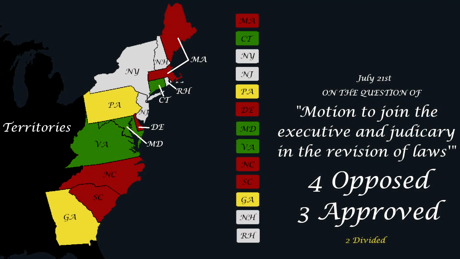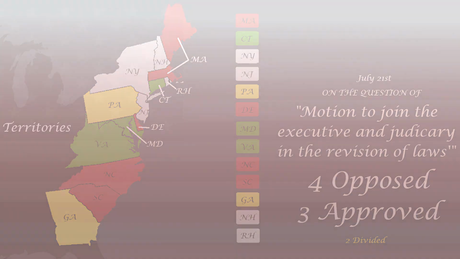That motion would fail 4-3-2, with New Jersey not voting and Pennsylvania and Georgia both divided. The last votes on the judiciary before the infamous August break would be back on appointment.